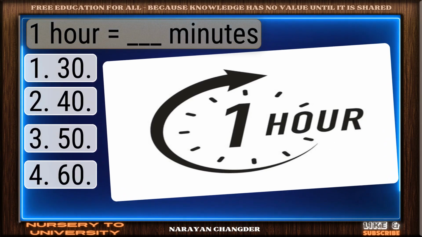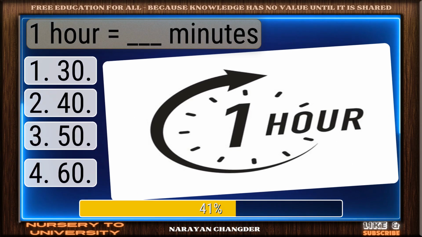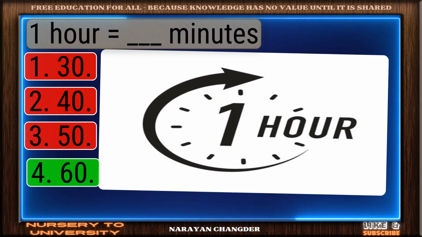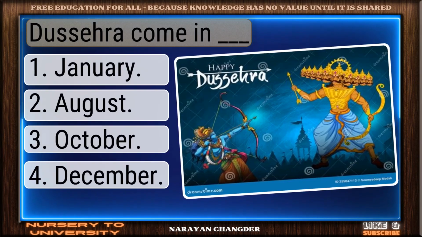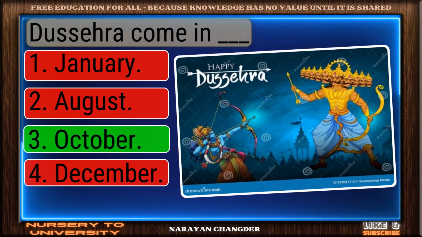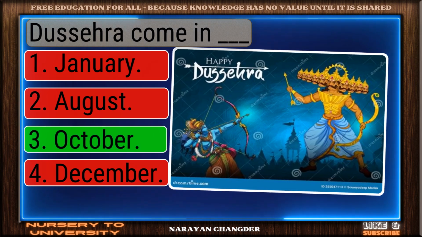1 hour equals dash minutes. You got it? Your choice, 60, is right. Dussehra comes in dash. Smart pick. October is the correct choice.